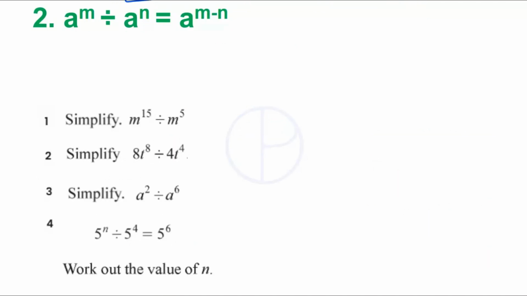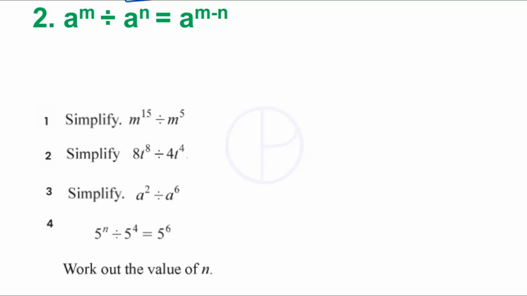The next law of indices is about the division of indices. a power m divided by a power n equal to a power m minus n. Notice that we actually subtracted the powers here. But again, the important point to be noted here is that the bases must be same. So when the bases are same and it is in division, then we have to subtract the indices.